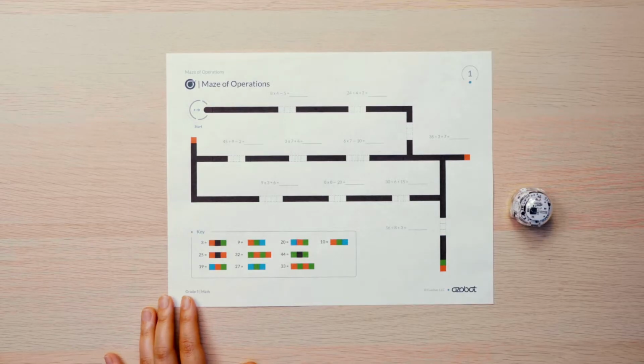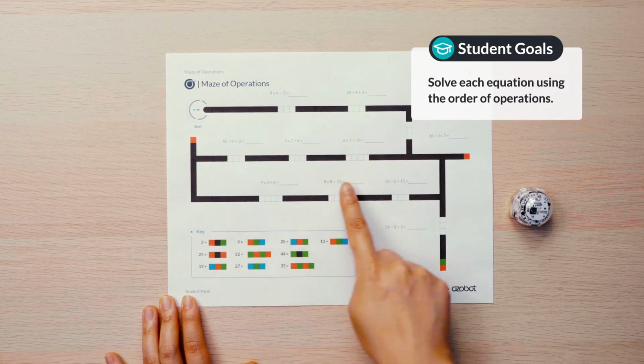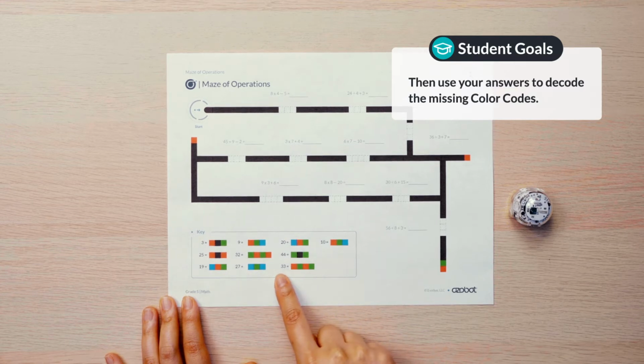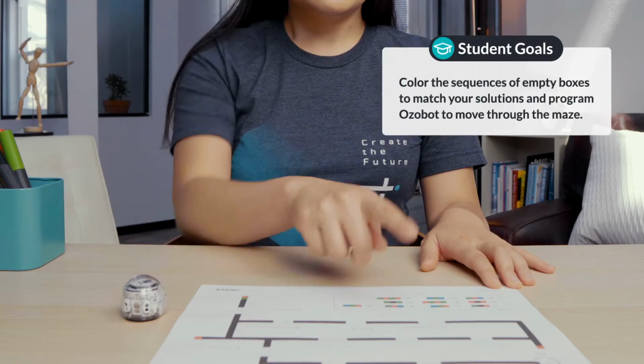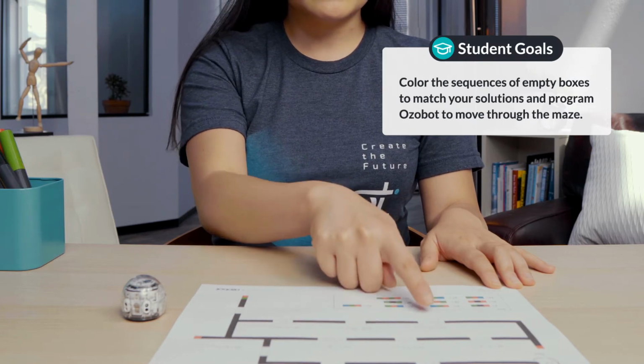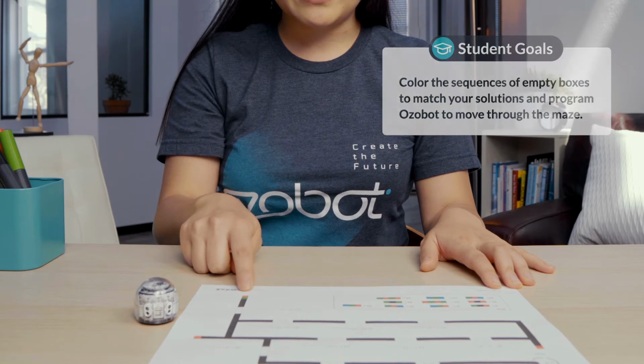In today's lesson, you will solve each equation using order of operations. Then you'll use your answers to decode the missing color codes. You'll color the sequences of empty boxes to match your solutions and program your Ozobot to move through the maze.